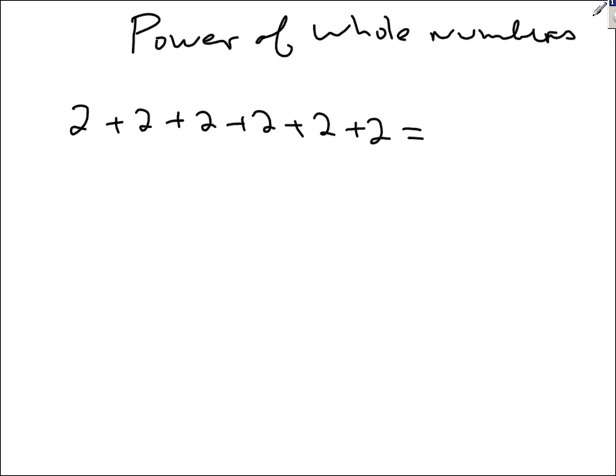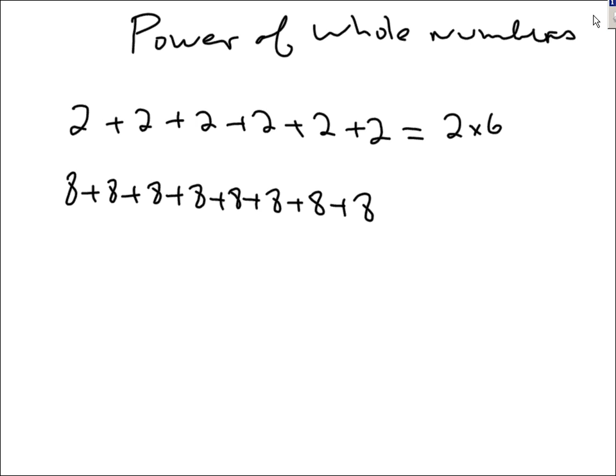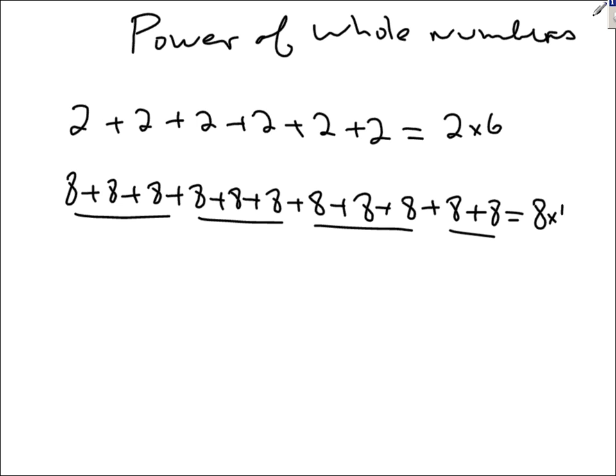for a shorthand notation for repeated addition. Like 2 plus 2 plus 2, 6 times, we wrote that as 2 times 6. 8 plus 8 plus 8, a lot of times, 11 times. The shorthand way of doing that is just 8 times 11.